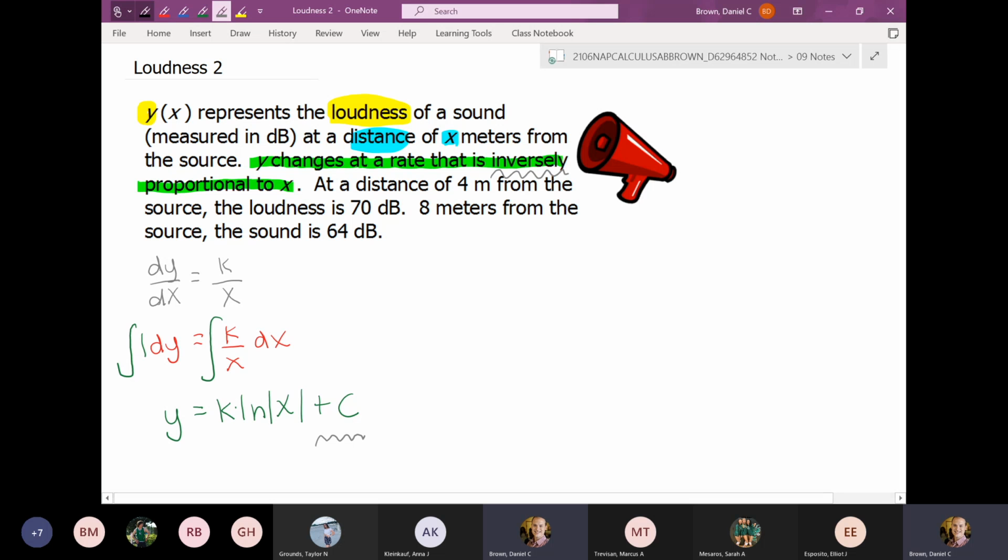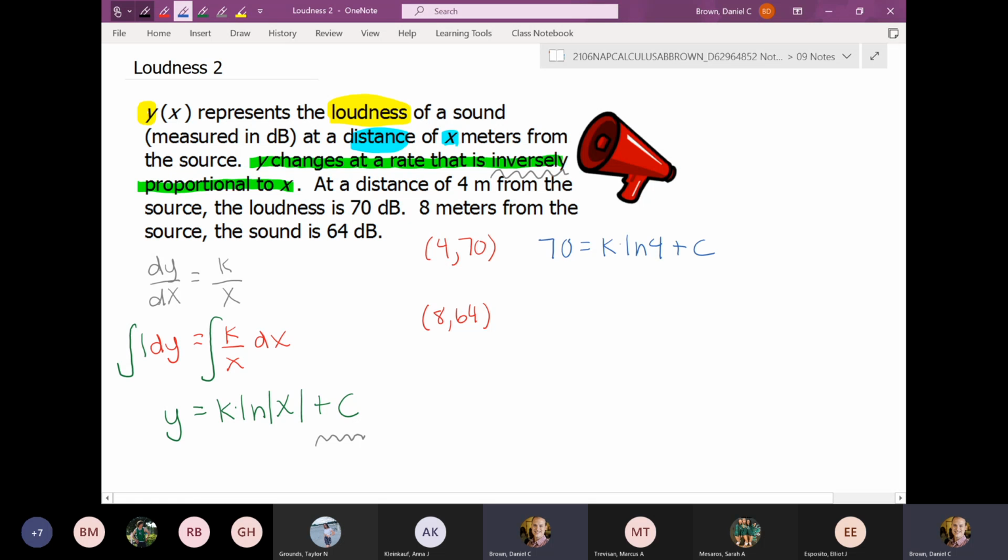So now we can go ahead and start using those initial conditions. It says at a distance of 4, the loudness was 70. And at a distance of 8, the loudness was 64. So let's go ahead and plug it in. So y is 70. K times the natural log of 4. Absolute value of 4 is 4, so that's when I can drop it, plus c.